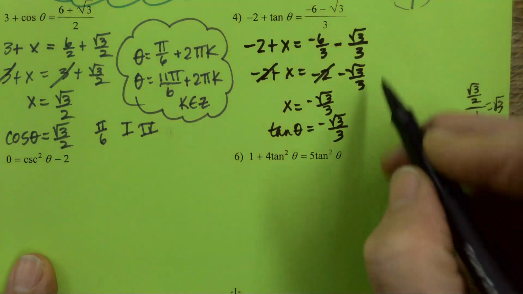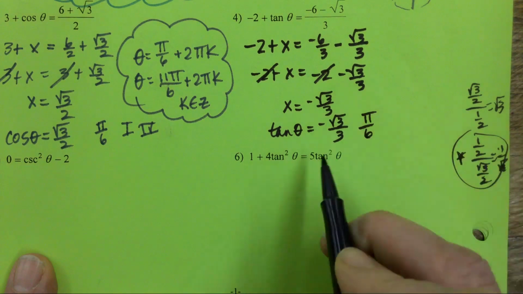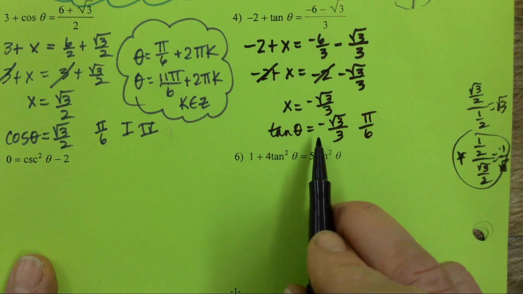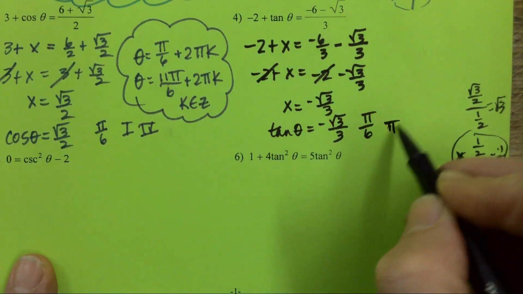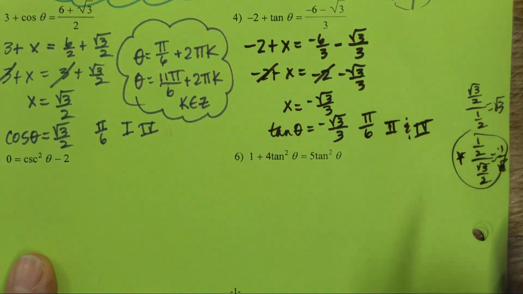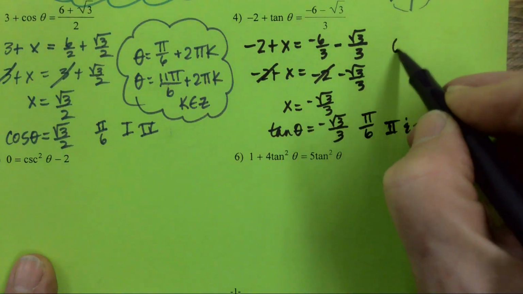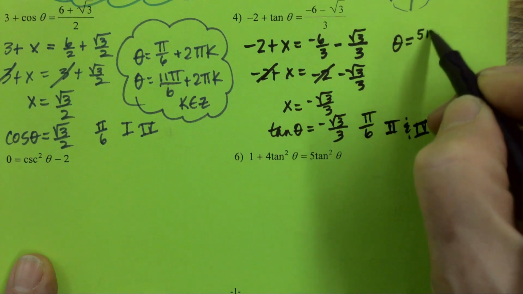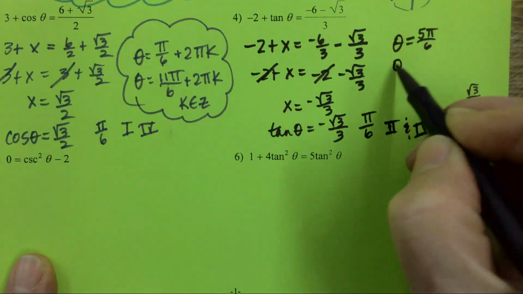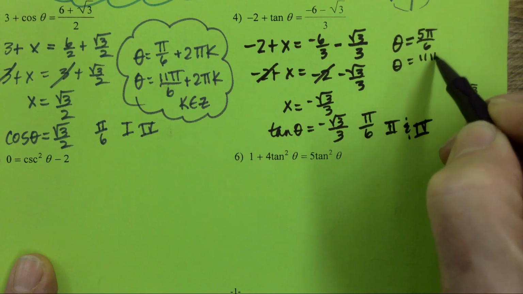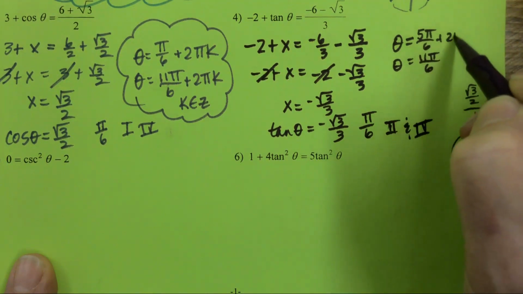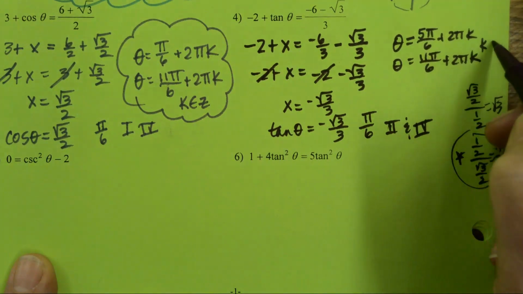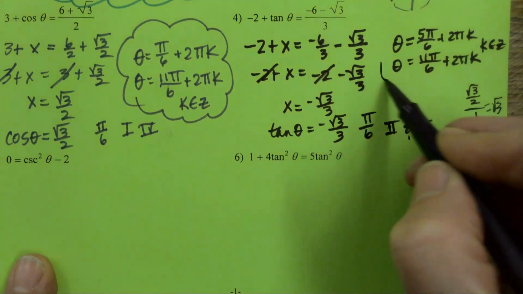Pi over 6 again. And in what quadrant is the tangent negative? That happens when the sine and the cosine have different signs, second and fourth. So theta is 5 pi over 6, and theta is 11 pi over 6, plus 2 pi k. K is an element of the integers. Acceptable answer.